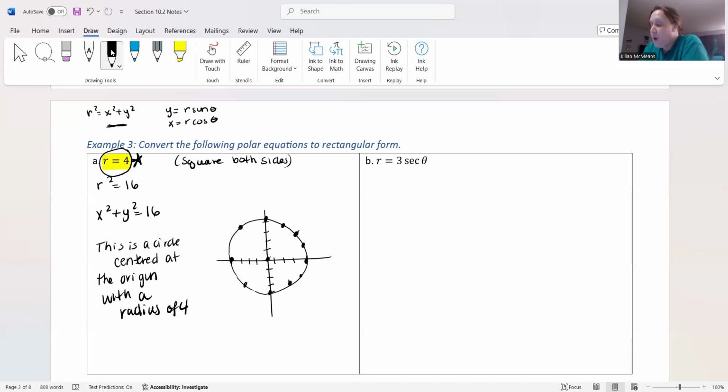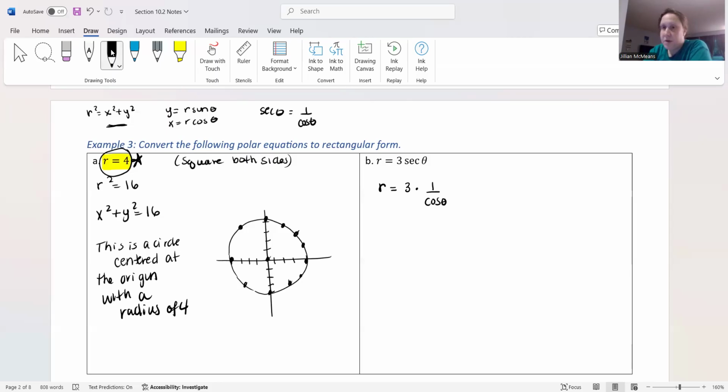Okay, now for part B, we have r equals 3 times secant theta. Let's think about this one. We have some substitutions for sine and cosine. We don't actually have a substitution for secant, but we do remember that secant, hopefully we remember this, is 1 over cosine, right? So let's just rewrite this to start with in terms of cosine. So I'm going to say, okay, we have r equals 3 times 1 over cosine theta.